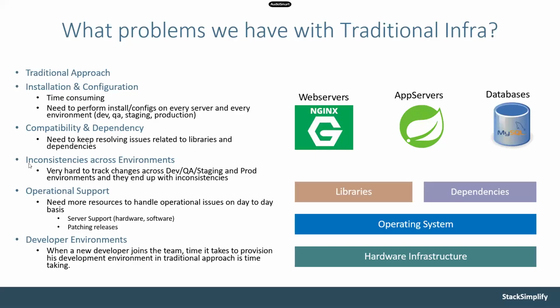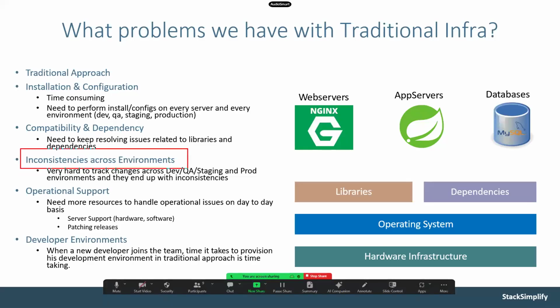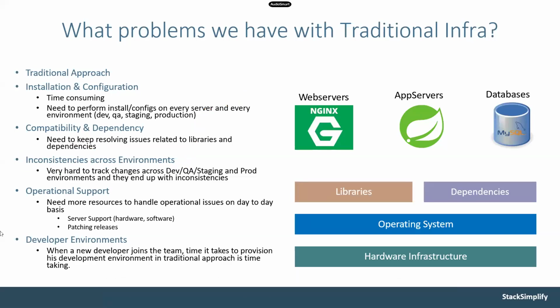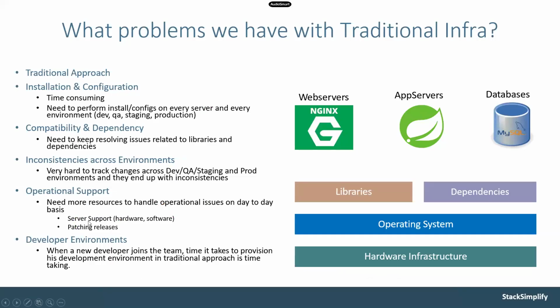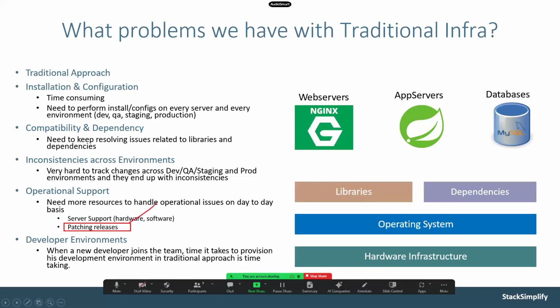Okay, next. Now see, inconsistencies across environments. There is no consistency. Inconsistencies means the application behavior would be different in stage and production. Next, operational support. We need to provide support for different environments: server support, hardware support, software support, and patching related work, many things are there. You know patching, right? Every software releases patches. Am I right?